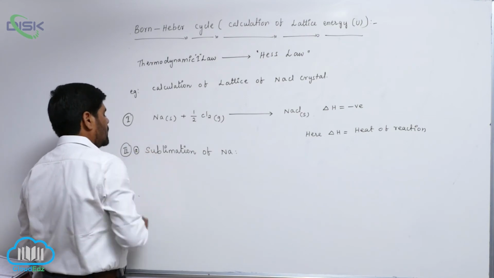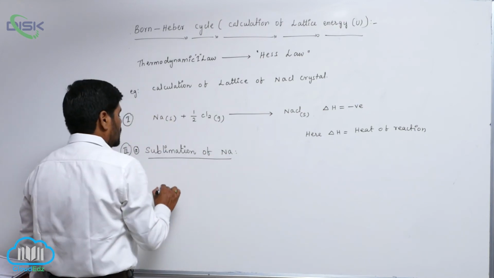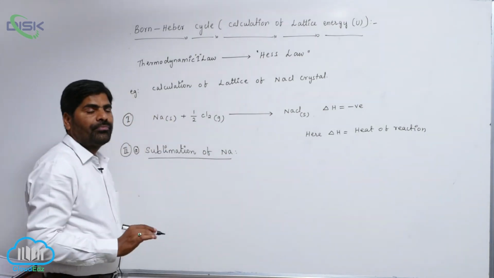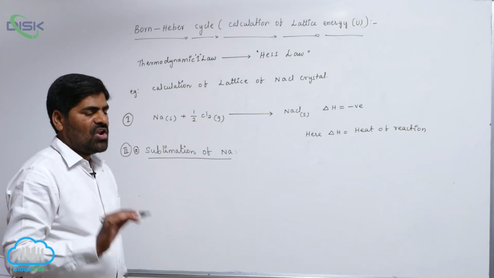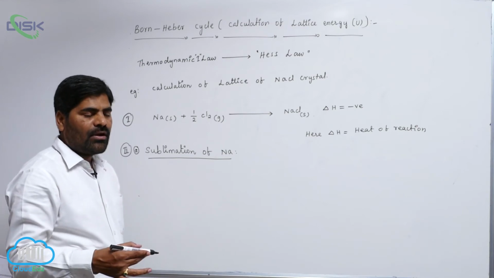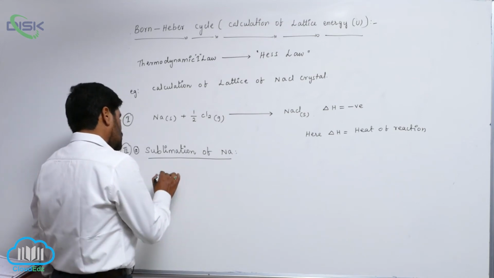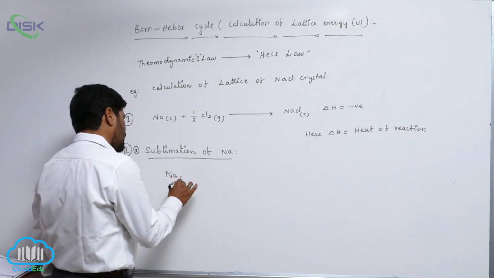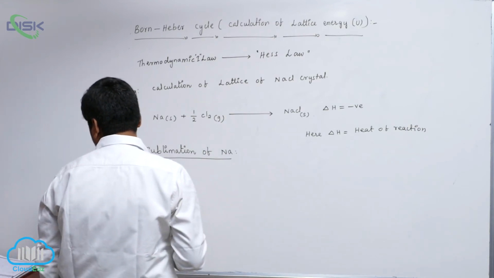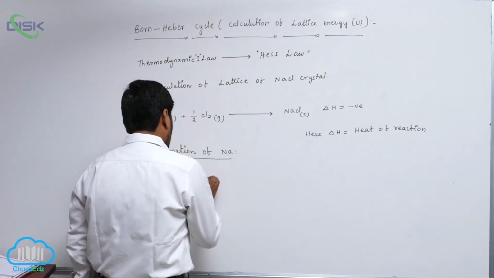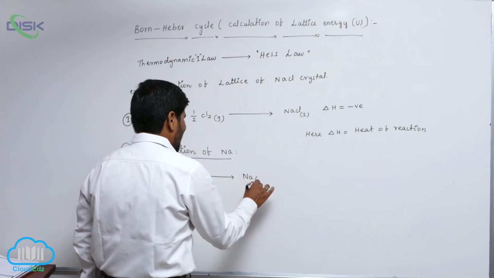This is A. The first one is sublimation of sodium. Sublimation means a solid directly converts into its vapor without forming any liquid. So sodium solid directly converts into sodium gas.